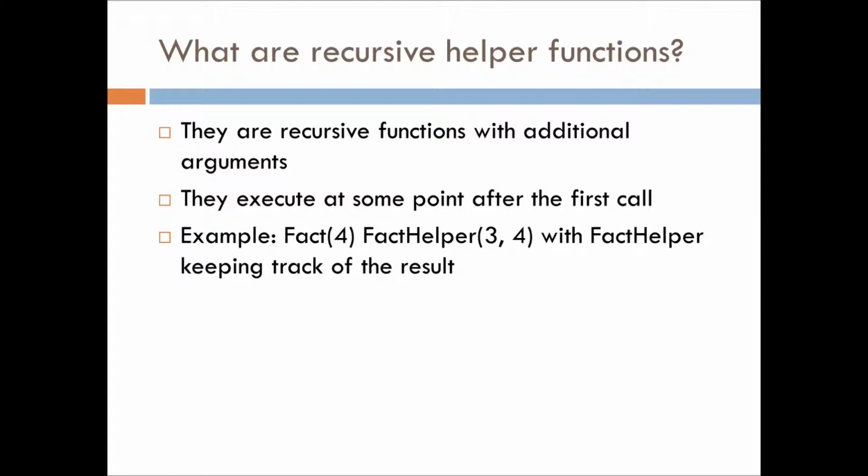For example, let's say we have fact of 4, and then we have fact helper, which keeps track of the result from fact of 4, and it reduces the calculation to the fact of 3. And it will keep doing that recursively, so it will have 4 times 3 in the next result, 4 times 3 times 2 in the next, and so on and so forth.